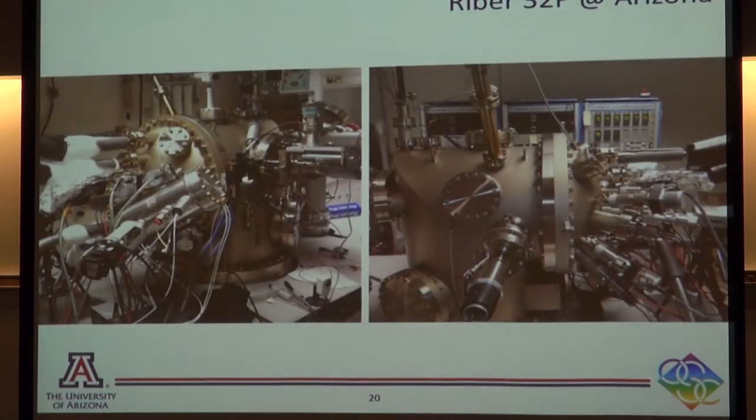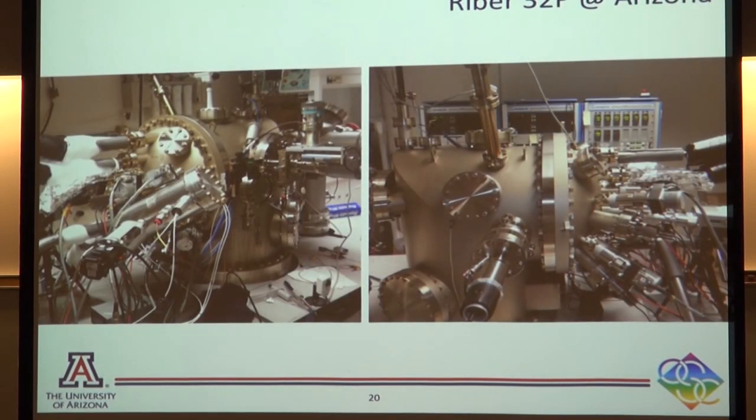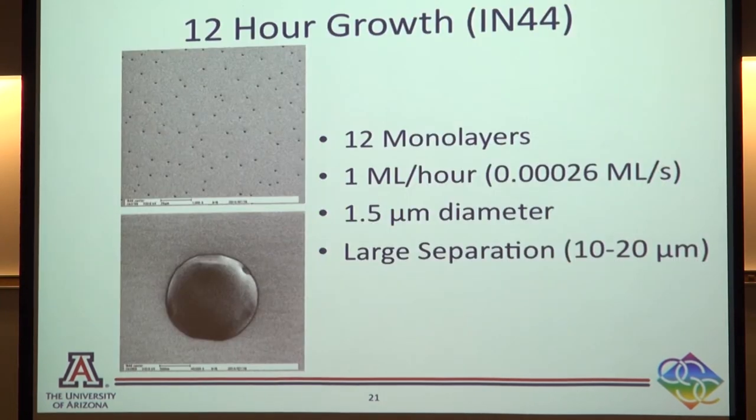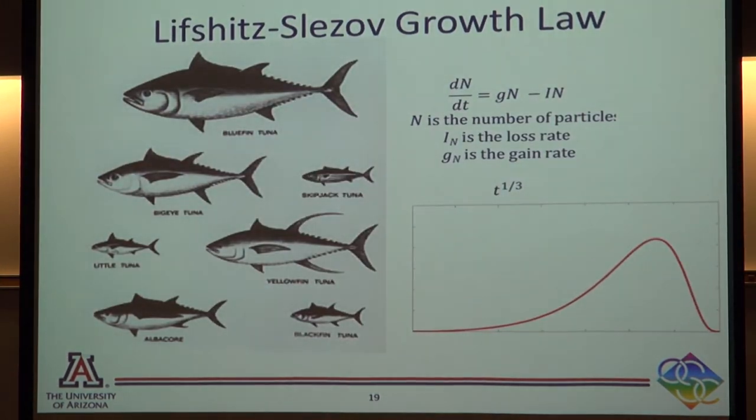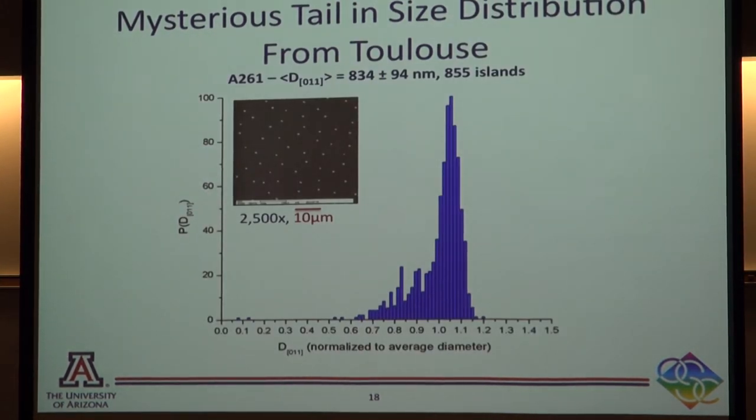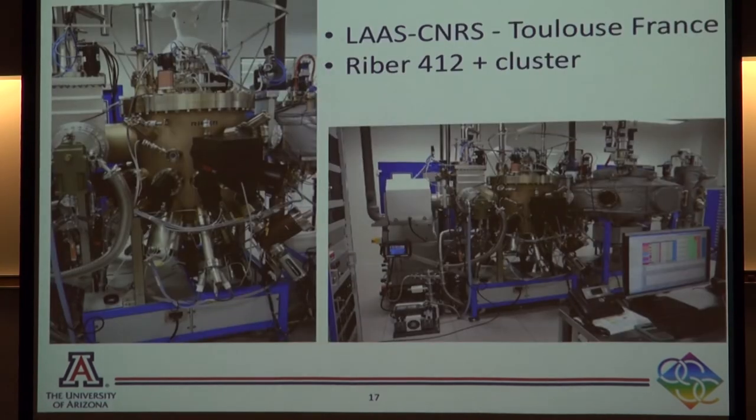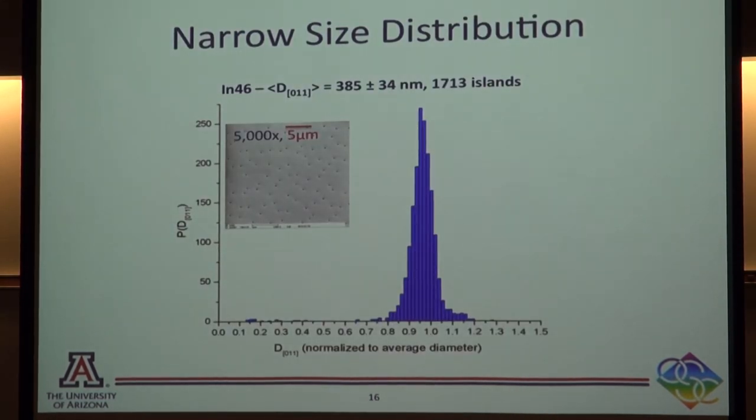This is our machine, and our substrate is hanging that way. This is a traditional molecular beam epitaxy machine, which is 25 years old. But it's only in Toulouse that we got the tail. In our machine in Toulouse we got the tail. Amazingly enough, it's a narrow distribution. My explanation is that big fish want to eat small fish only when the substrate is flat, horizontal, so gravity is not playing a role. In our case, when we're hanging at an angle, gravity is messing it up. But what we don't understand is why our distribution is slightly narrow.